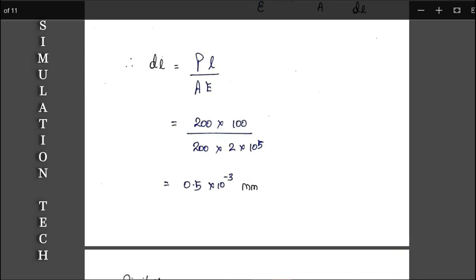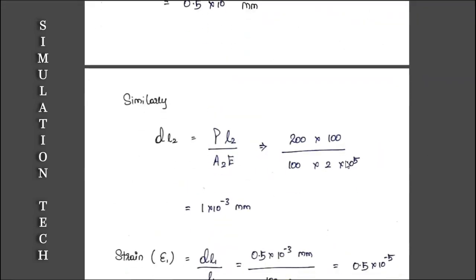So this is actually dL1, not dL in general. And we need to find dL2. Okay, let us find that dL2, similarly with the same procedure.